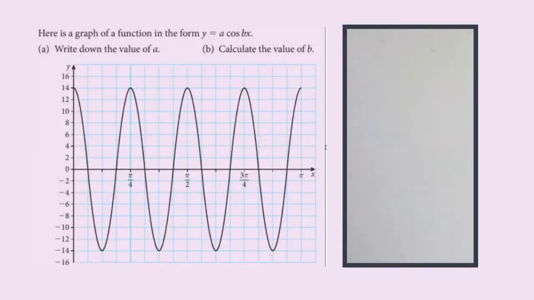Here is a graph of a function in the form y equals a cos bx. A, write down the value of a, and b, write down the value of b. Right, so a should be easy enough. A is the amplitude. B relates to the period. It's a horizontal stretch factor.